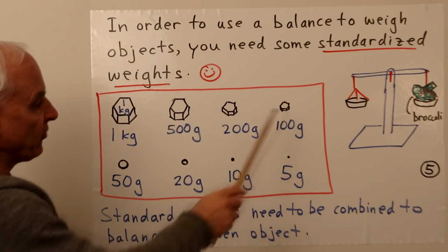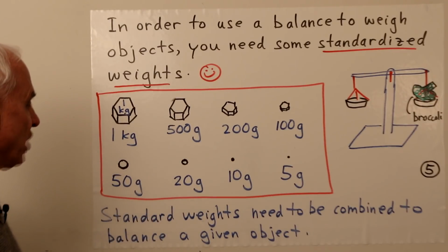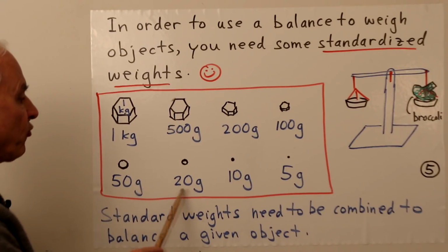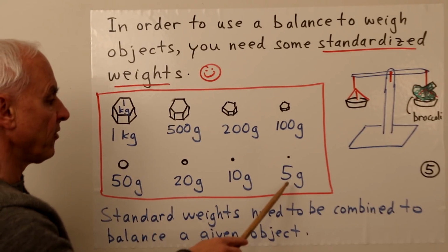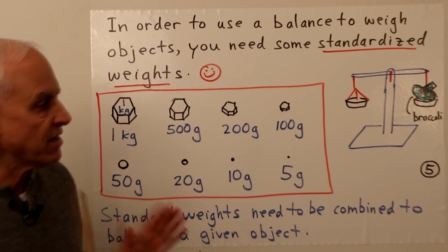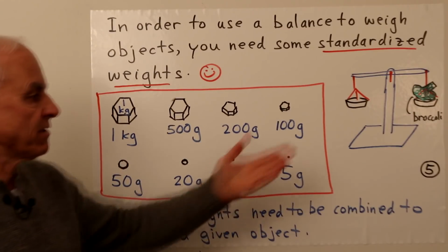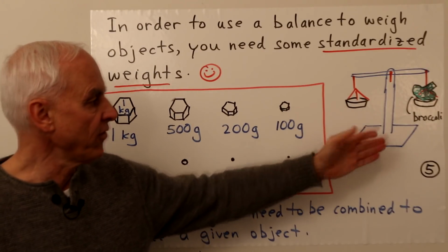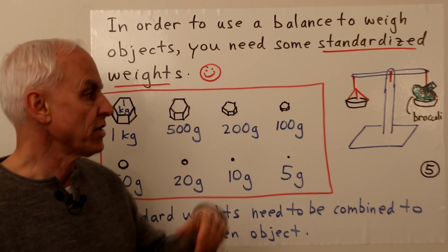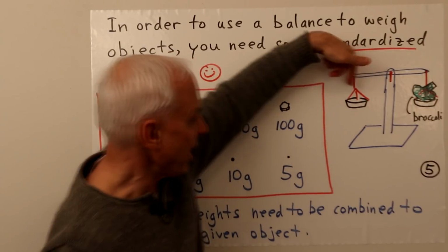But 100 grams is still reasonably heavy, so we might have some smaller ones. They might have some different shape, maybe some small discs, 50 grams perhaps, 20 grams, 10 grams, 5 grams. You could even have a 1 gram weight. Okay? So if you have enough of these around, then what you do in order to weigh something is the following. So you take your pan balance. Let's say you want to weigh that piece of broccoli. Okay, so you put the broccoli in one pan.